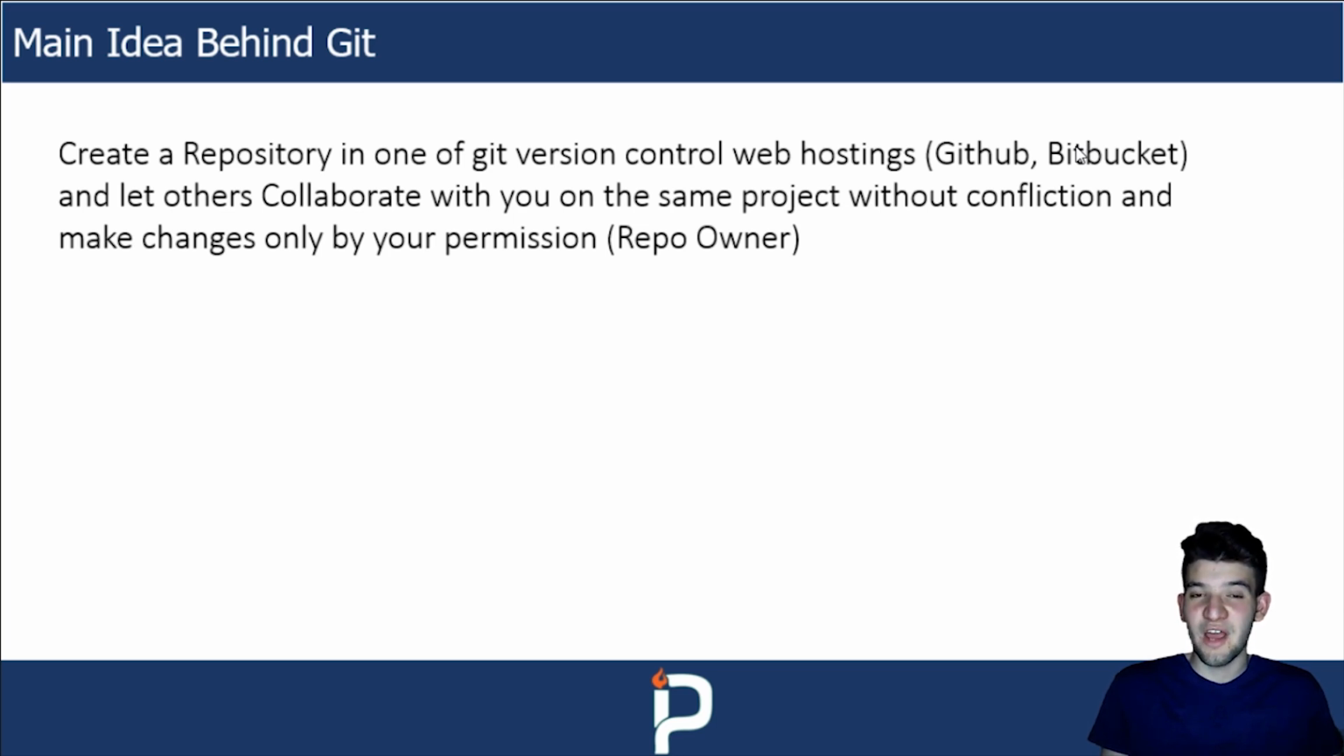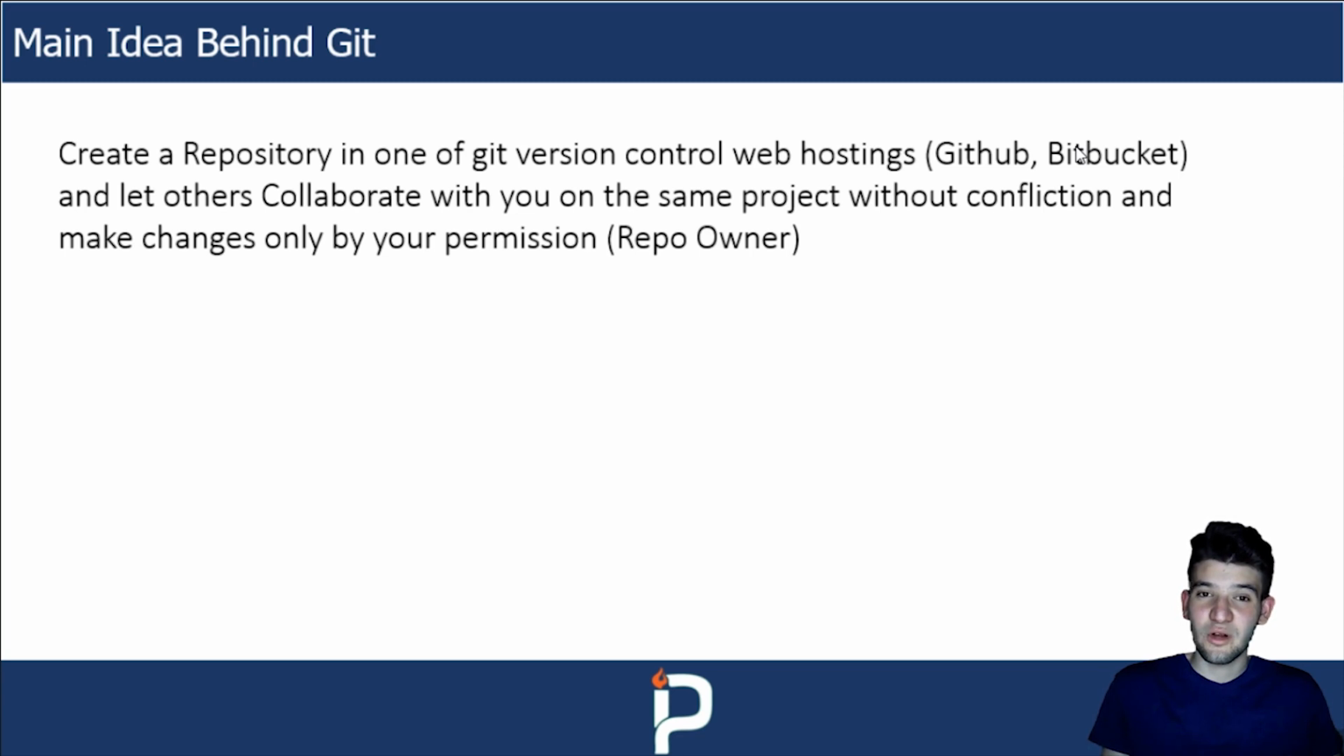You can upload either private or open source public projects for free for your team, up to a maximum number of team members, and let them collaborate with you on the same project without conflict and make changes only by your permission. If you are the owner of the repository and other people are collaborating on the same project, they can't commit any changes unless you approve them. You need to check them, then approve. That's what makes it absolutely great.